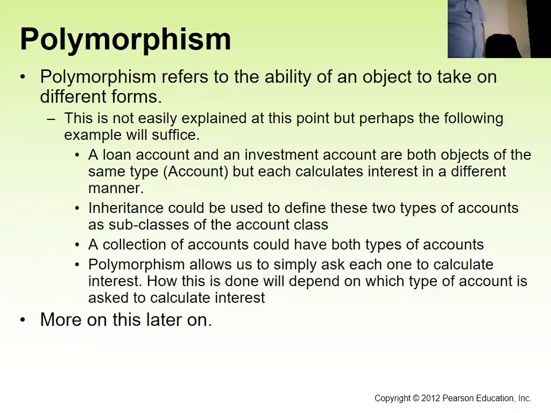Right? Polymorphism allows you to simply ask each one to calculate interest. How it is done will depend on which type of account is asked to calculate interest. So in a sense, we could call calculate interest on each account, not knowing their type, whether it's checking or savings. And they will know which version of calculate interest to use based on their type. So the checking account will know that they must use the calculate interest which is in its type, right?